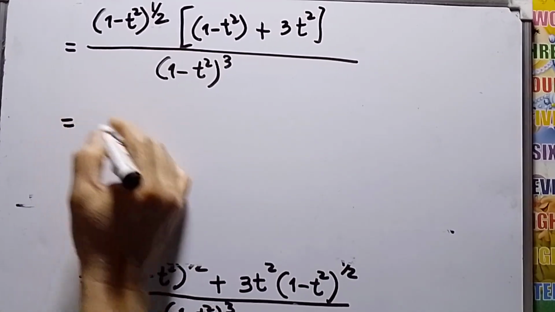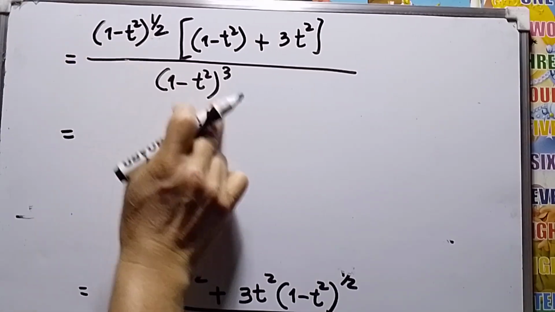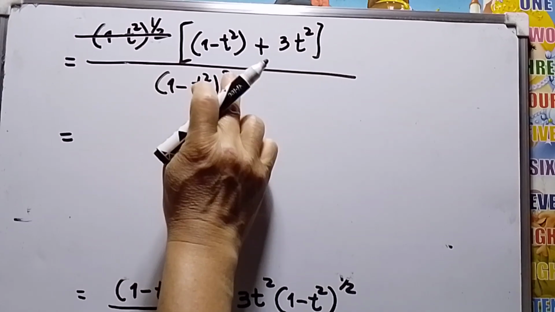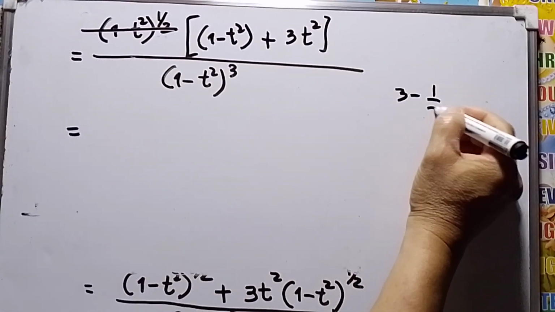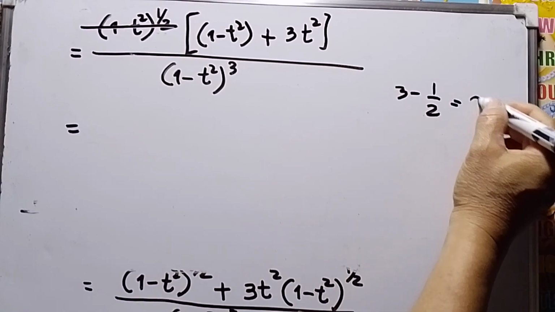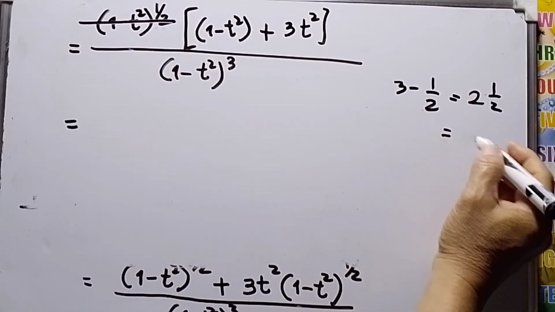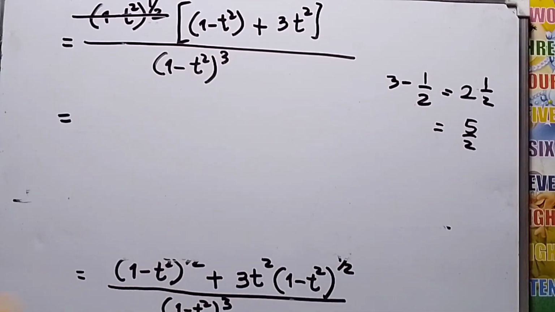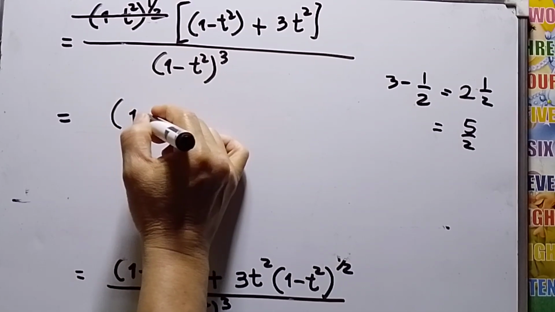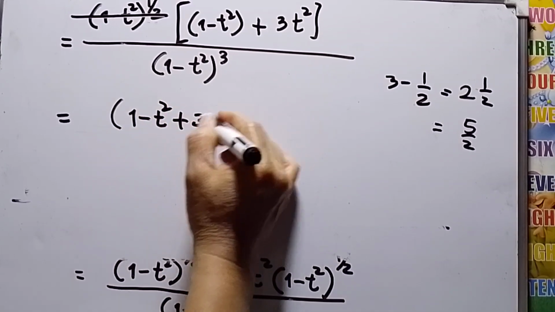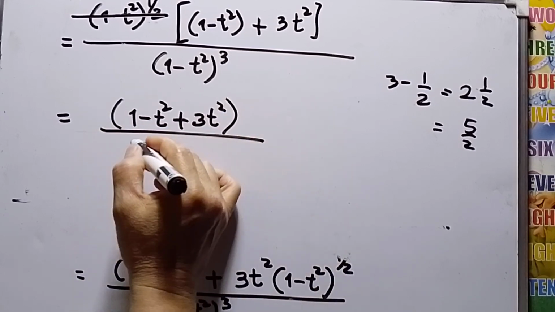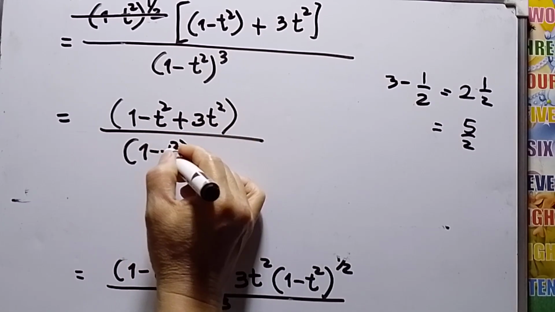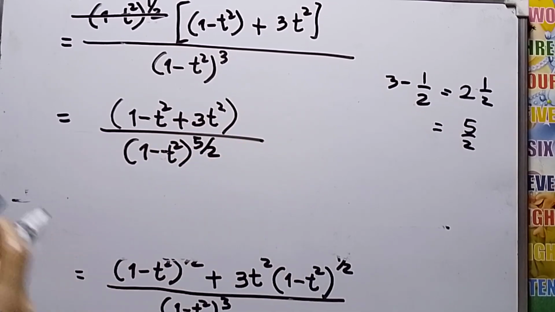Next is, okay, we can cross out this one because they are the same. And then this one will be 3 minus 1 over 2. So 3 minus 1 over 2, that will be 2 and 1 over 2. So in proper fraction, this is 5 over 2. So this is now 5 over 2. So 1 minus t squared plus 3t squared over 1 minus t squared raised to 5 over 2.